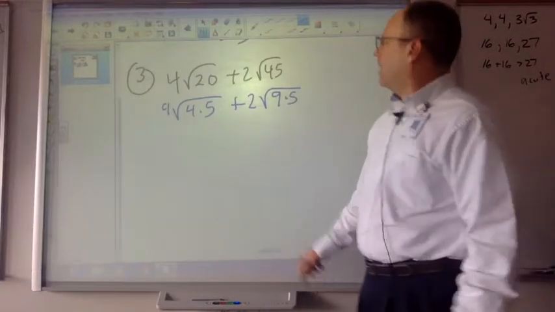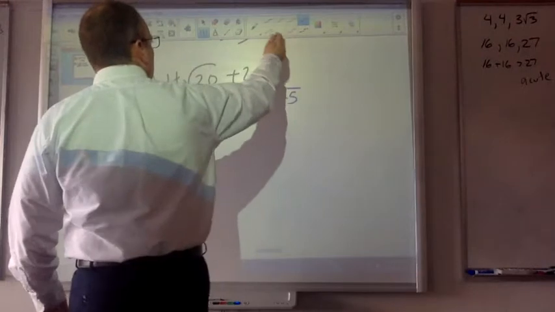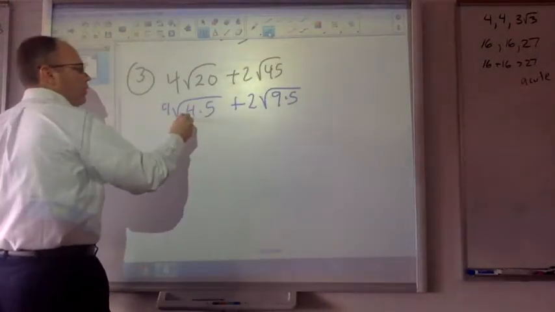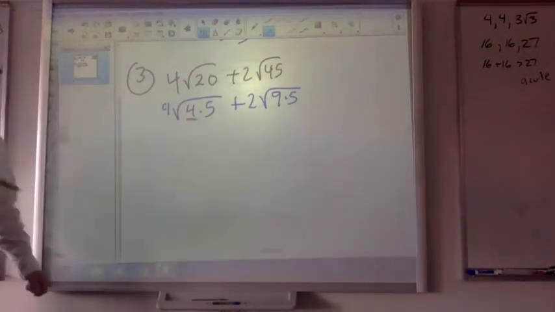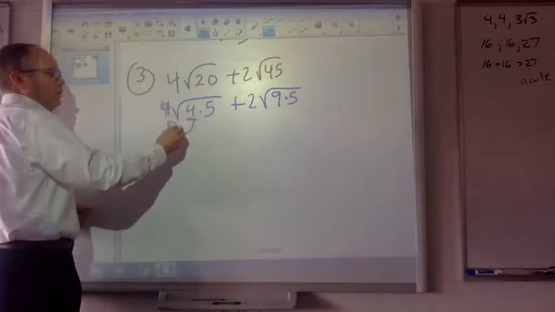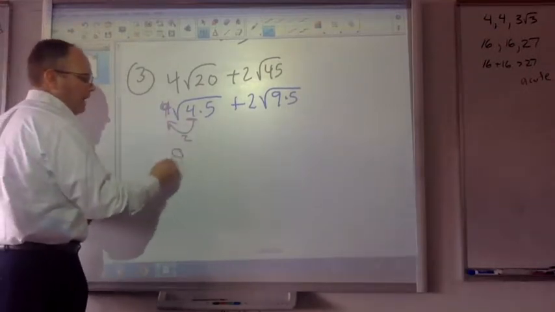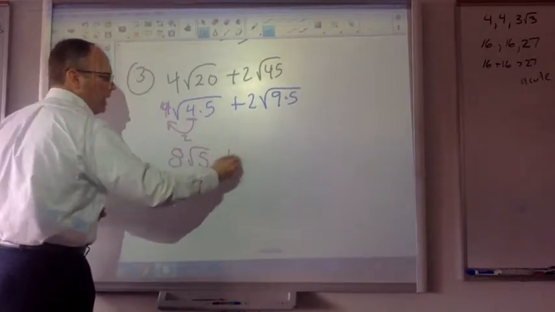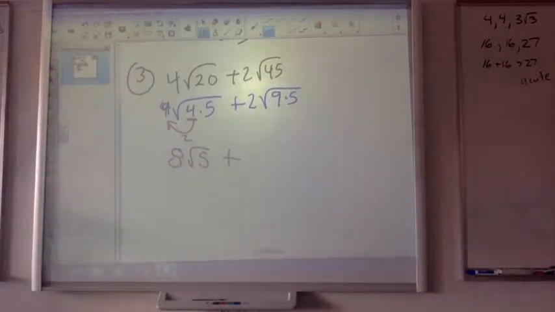So let's bring that up. All right, so with this information, what is the square root of 4? 2. So I'm going to multiply whatever that square root of 4 is, which was 2, times that. So I'm going to get 8 square root 5 plus, does everyone agree with that first move?